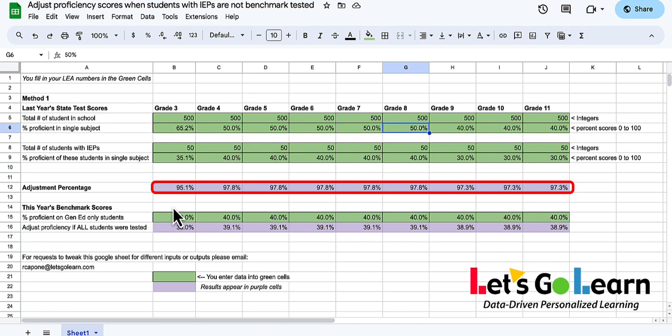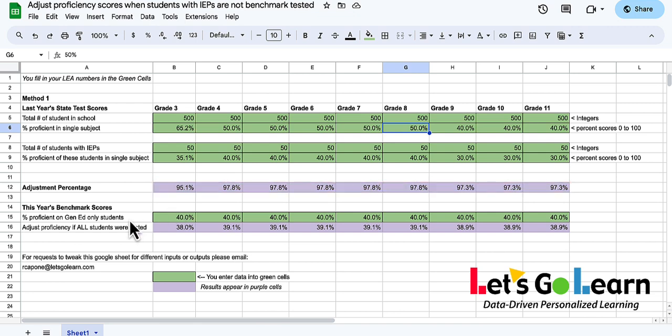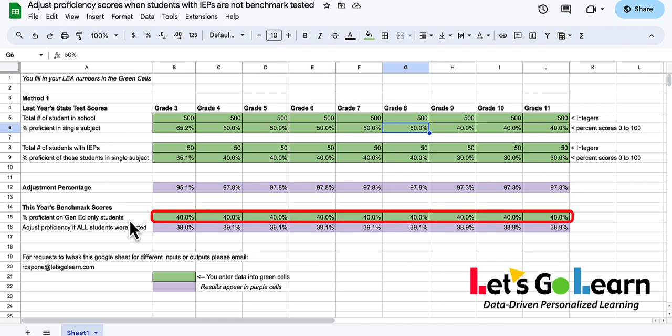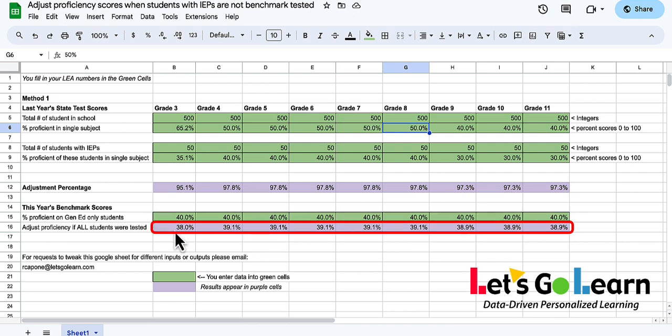So now the next year when we test only the students without those students in that subgroup, so this would be the general ed students only, because we are no longer testing those other students, we then would put in that percentage, and this gives you the adjusted proficiency rate. Okay, that's it. This is how you adjust for it.